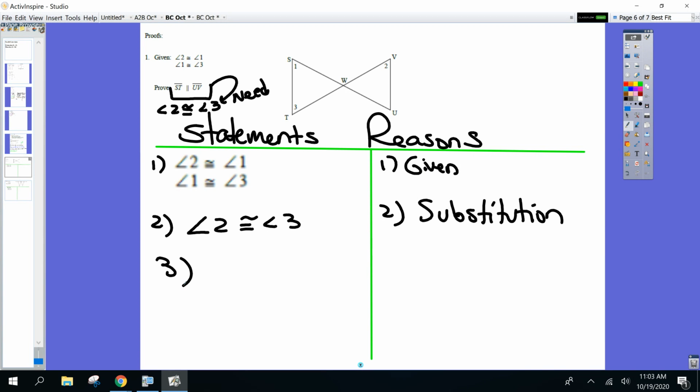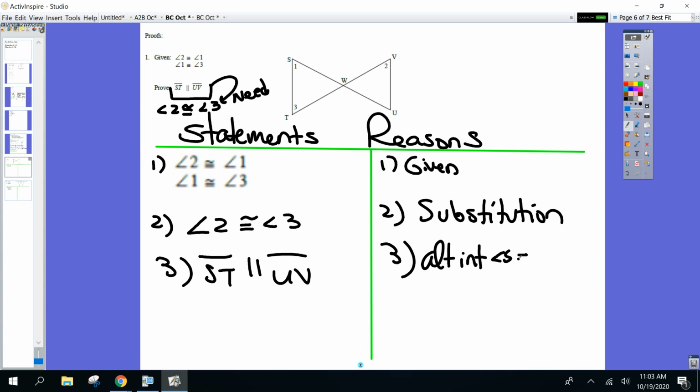Now that 2 and 3 are equal, what do we know about my lines? We needed 2 congruent to 3 so we could say, what about ST and UV? They're parallel now. And remember, we're just going to flip our reason. What type of angles are these? Alternate interior angles congruent imply parallel lines.